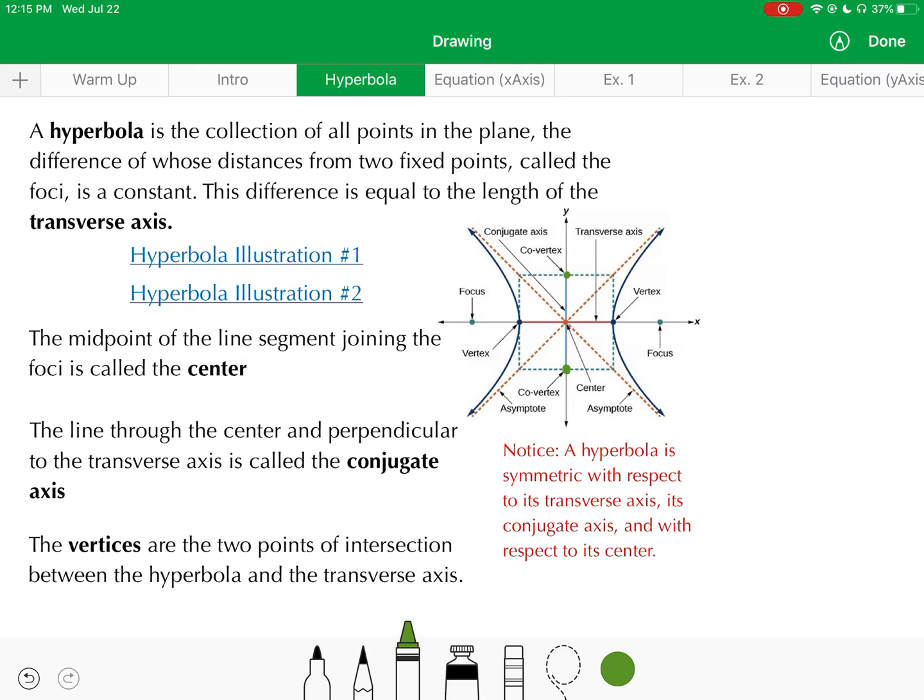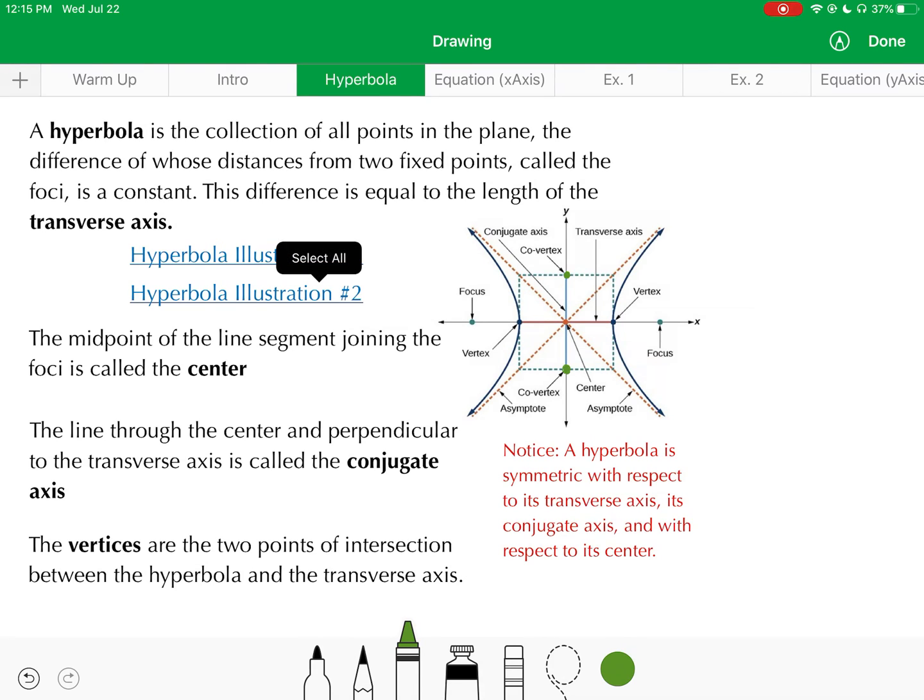Also notice there's a lot of symmetry with the hyperbola. It's symmetric with respect to the transverse axis, the conjugate axis, as well as with respect to the center, okay? One final property, the difference that's calculated from your distances to each focus point is always equal to the length of the transverse axis, all right? Now let me illustrate that.